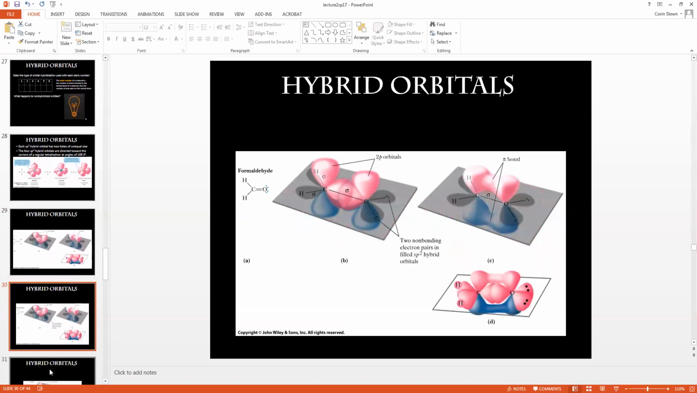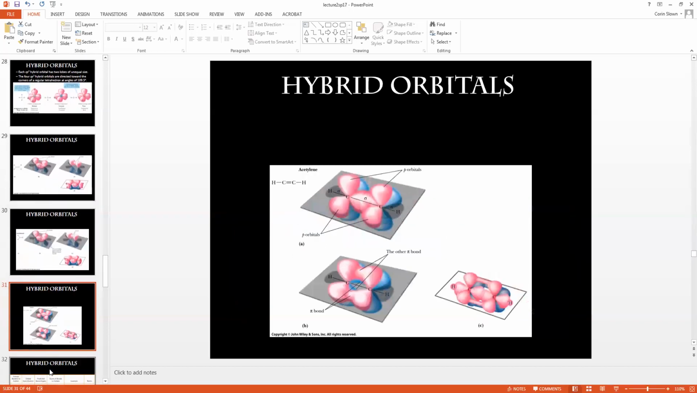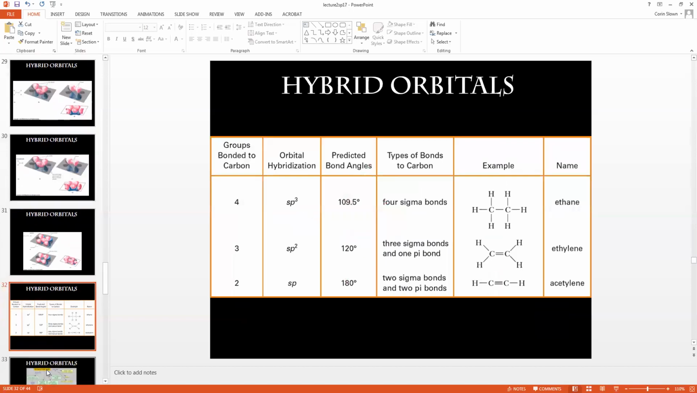If I look at formaldehyde, I can see that it's not just for carbon-carbon, it can be for carbon-oxygen, or even for triple bonds like acetylene. So here's the pattern that I'm looking for. If I have four groups bonded to carbon, then that orbital hybridization is sp3, and the predicted angle that I would expect to see is 109.5. If I have three groups bonded to carbon, then that's sp2, and the predicted angle is 120. And if I have only two groups bonded to carbon, then that's an orbital hybridization sp, where I have predicted bond angles of 180.